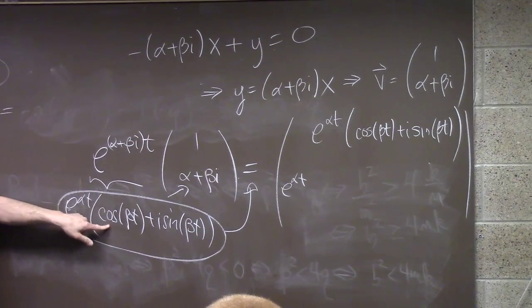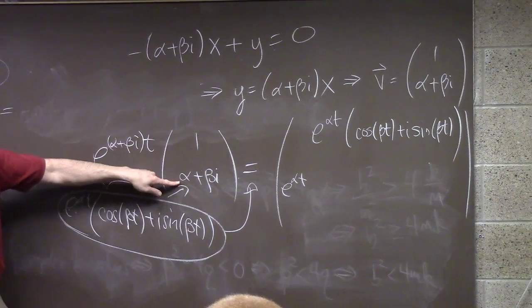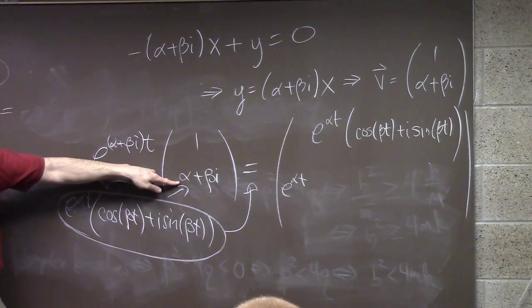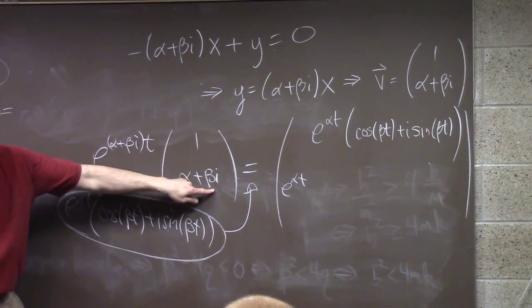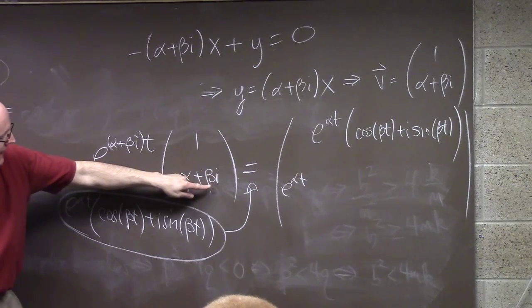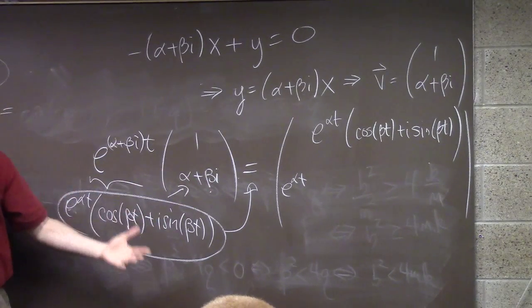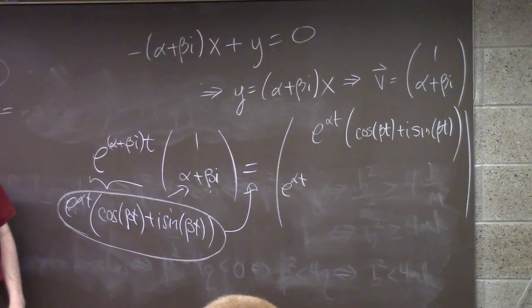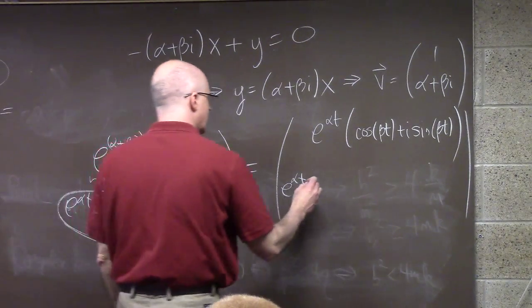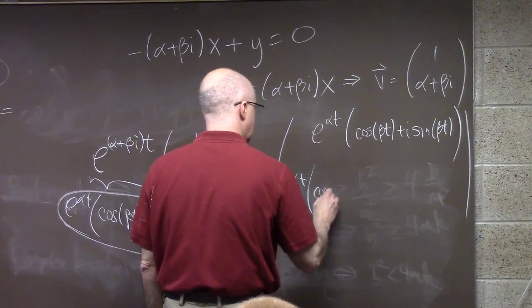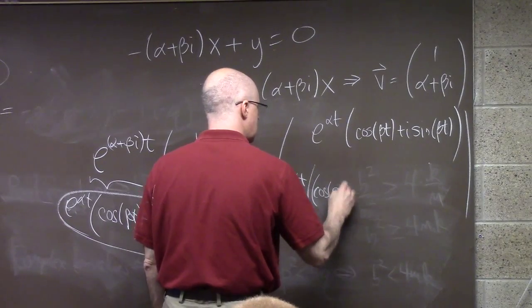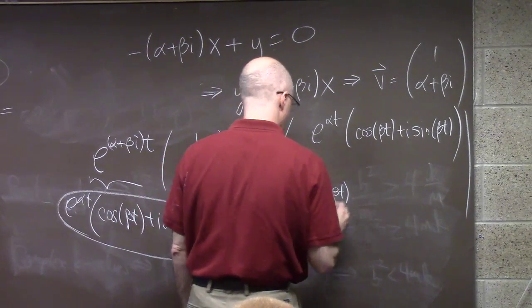What's the real part going to be? I'm going to get a cos beta t times alpha. That's going to be real, no i. I'm also going to get the part that involves the i times the part that involves the i. So I'll get beta i squared sine beta t. The i squared becomes a negative 1, so I get a minus beta times sine beta t. That's going to be the real part. Forgot my alpha here.